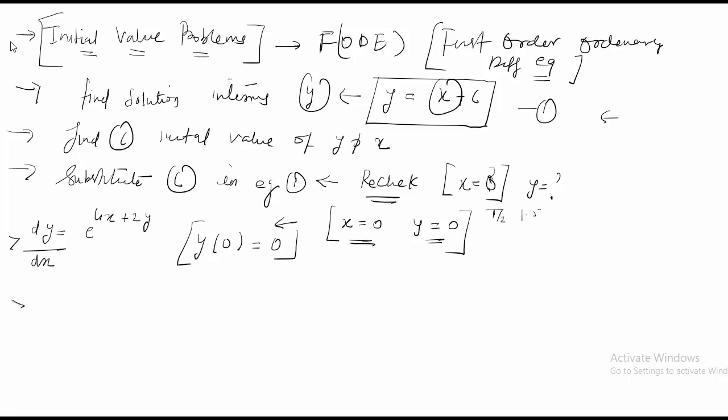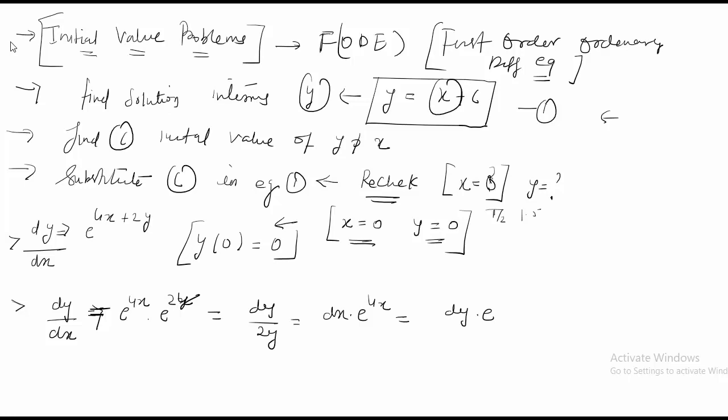So the first step is to integrate this. This can be written as e raised to 4x into e raised to 2y, and this is equal to dy by dx. Separating, I get dy into e raised to minus 2y is equal to dx into e raised to 4x. So this is how I am simplifying the equation.